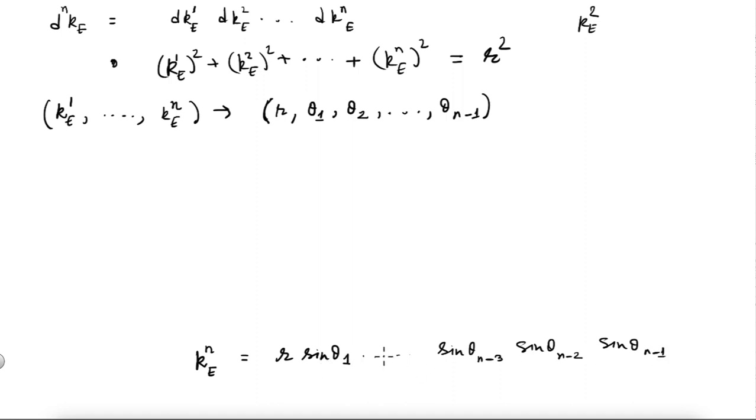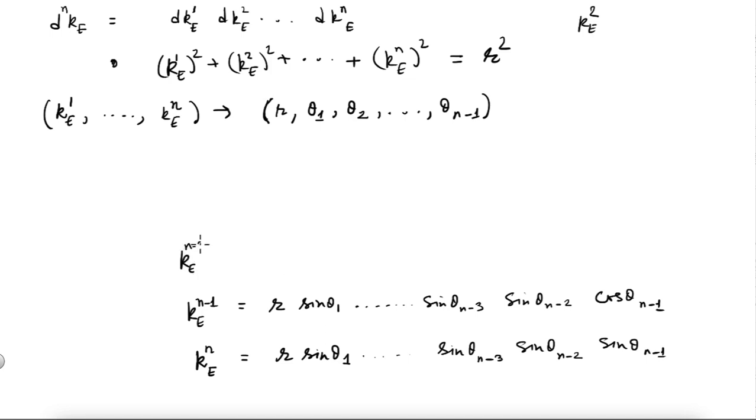Okay. So, with sin θ1, sin θ2 and so forth up to here, then ξ_{n-1}, I am parameterizing as r sin θ1 sin θ2 and so forth, sin θ_{n-3}, sin θ_{n-2}, cos θ_{n-1}. Okay, I will soon tell you why I have done it this way.